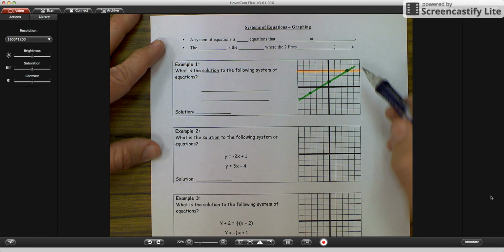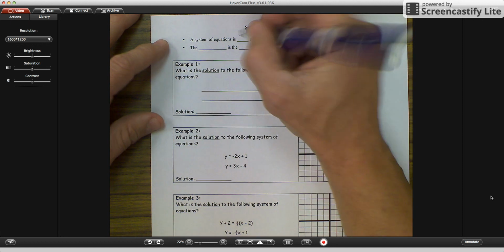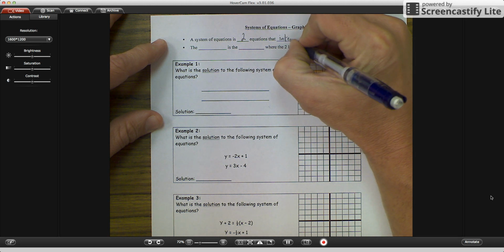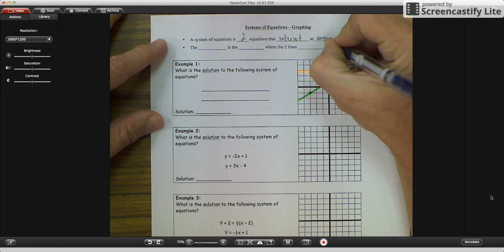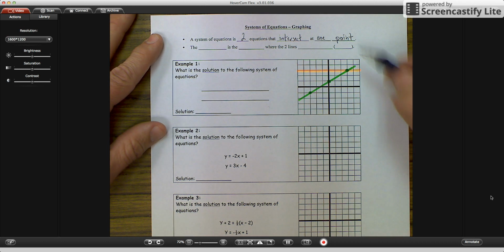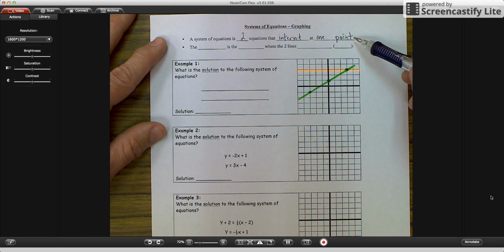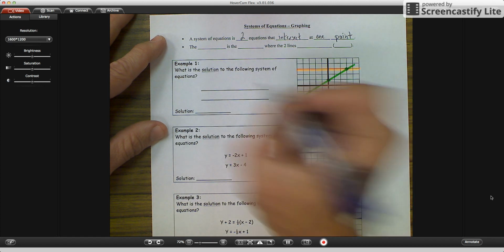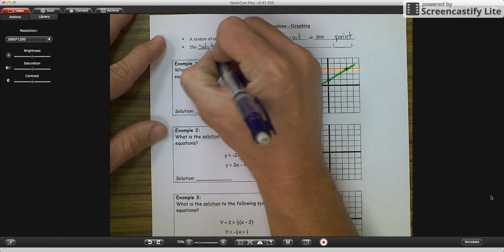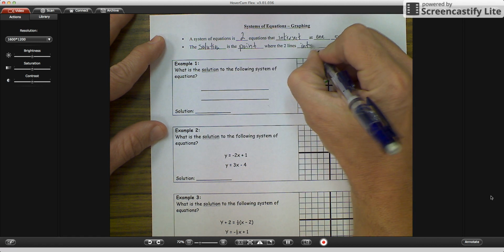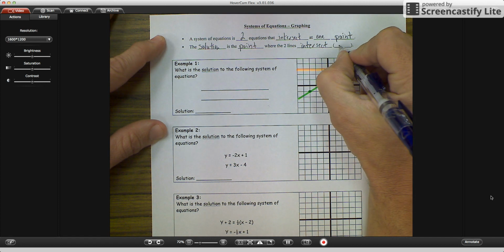A system of equations is two equations that intersect at one point. Most of the time. There are going to be some times where they don't, but we'll get to those special cases in the future. But the majority of the time, a system of equations is two equations that intersect at one point. The next statement says the blank is the blank where the two lines blank. So the solution is the point where the two lines intersect. Another word for intersect is cross.